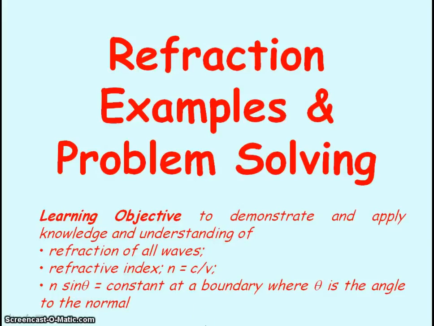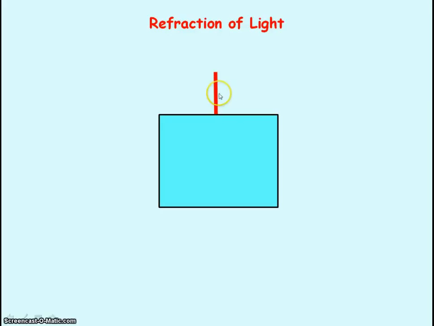We're going to be looking at some examples of refraction and doing some problem solving involving refractive index. If we consider the refraction of this light ray when it's incident on a glass block and the incident ray is along the normal line, then it will pass straight through the block. There will be no refraction, no change in direction.